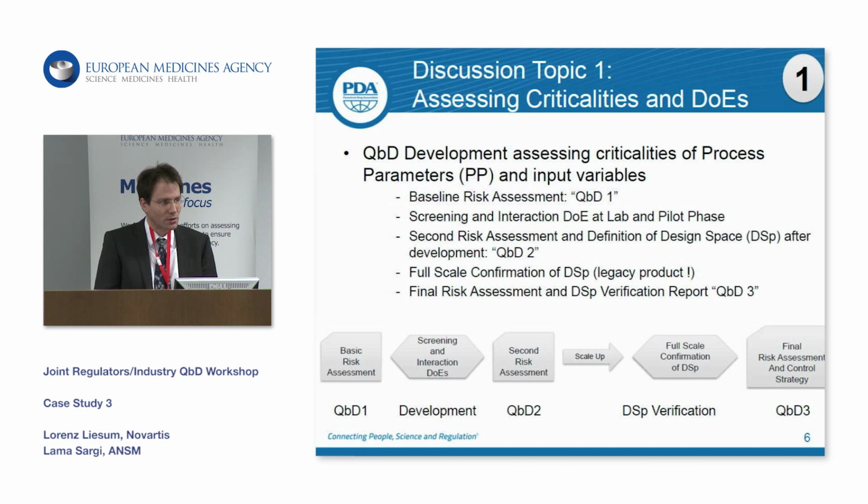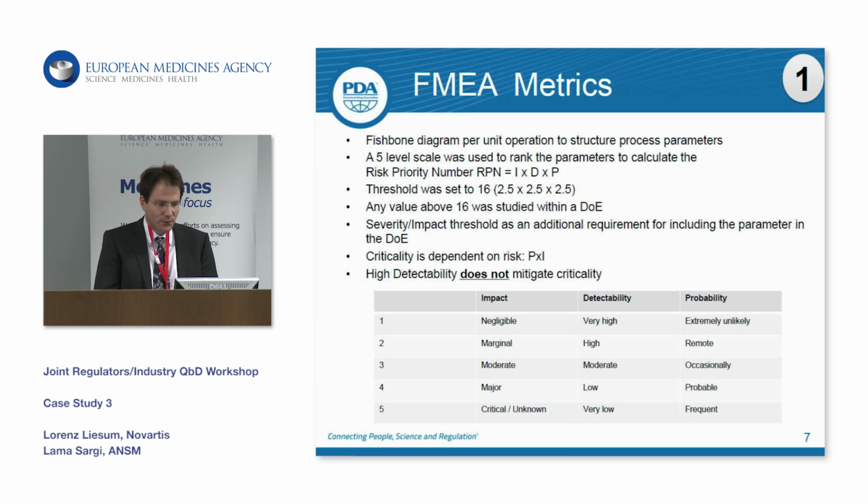Then the second risk assessment was conducted after conclusion of the development work. In this document, which is called QBD2, the risk assessment was re-evaluated, and also the control strategy was defined with the design space, and then we moved forward to the scale up, to the full-scale confirmation at manufacturing scale, where the design space was verified, concluding the risk assessment in the last document, which is called QBD3, where we did the final ratings for all the different process parameters, verifying the criticality of the process parameters which were identified during development.